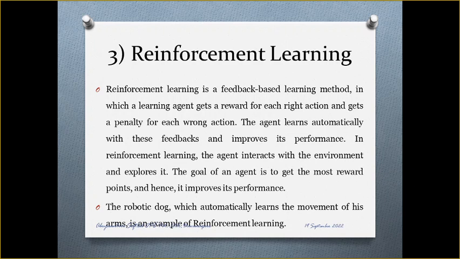So the agent learns automatically with these feedbacks and improves its performance in reinforcement learning. The agent interacts with the environment and explores it. It is going to interact with the environment where it has been put into usage, understand it, and learn. The goal of an agent is to get the most reward points, and hence it improves its performance.